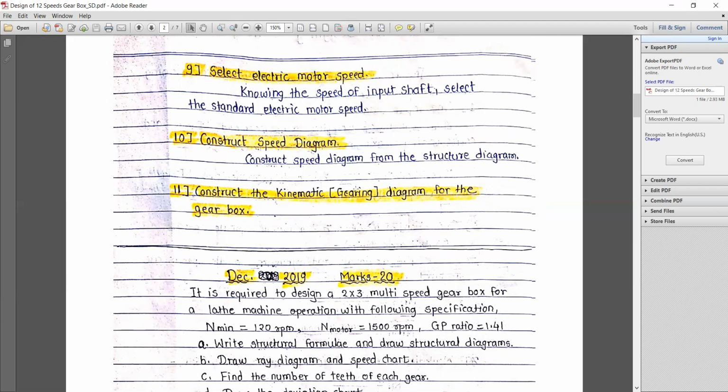Tenth step, construct the speed diagram. The construction of the speed diagram is based on the structure diagram. Then the last step, construct the kinematic diagram for the gearbox. Here we actually show the gear arrangement.